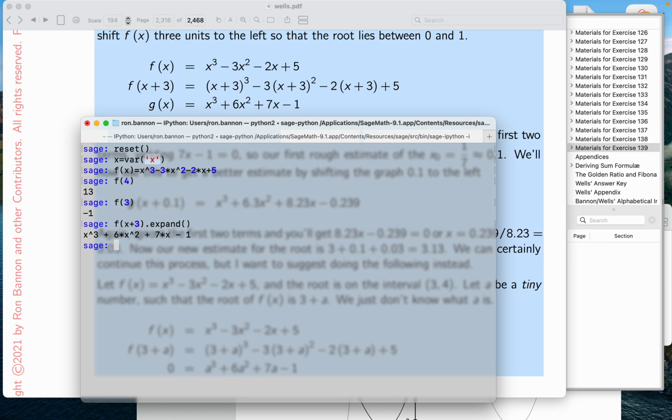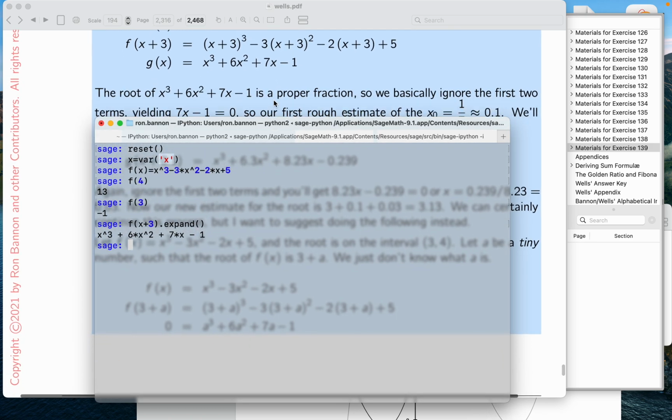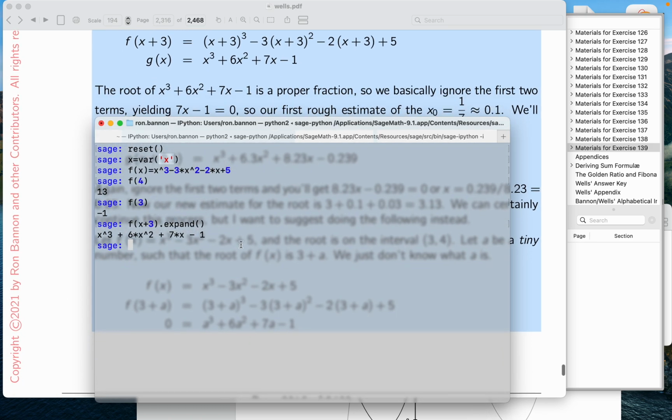Let's see if we get what they say, which is x cubed plus 6x squared plus 7x minus 1. Now, this is where Wells and I might disagree about what to do. What Wells does is he looks at this and says, if the root is a proper fraction, you can ignore the first two terms because they would shrink pretty quickly, certainly more quickly than this over here.